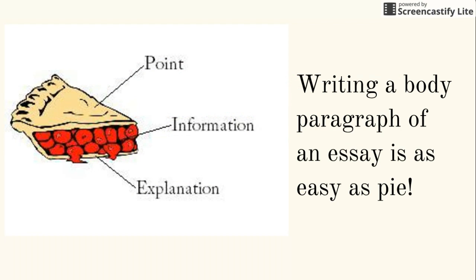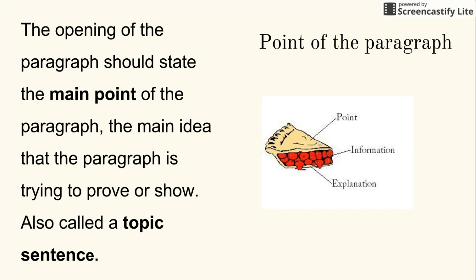Writing a body paragraph of an essay is as easy as pie, P-I-E. You start with your point, then you put information, the evidence in the middle, and then you end by explaining how that information supports your point. The opening of the paragraph should state the main point of the paragraph, the main idea that the paragraph is trying to prove or show. This is also called your topic sentence.